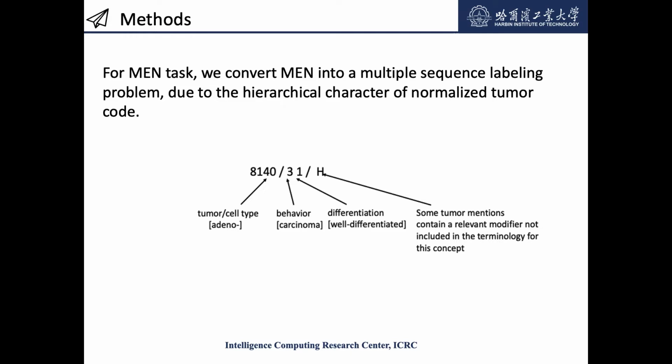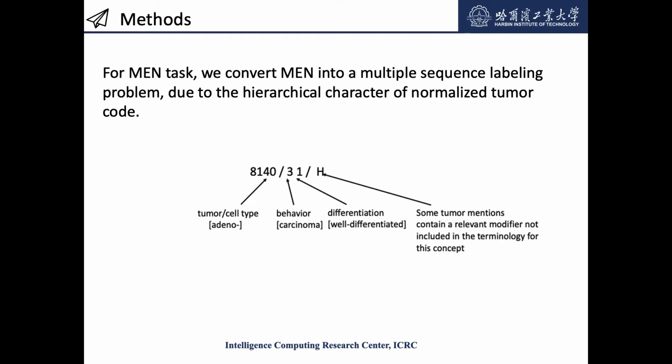For the MEN task, we use the same sentence representation as MER. At the task layer, we convert it into a multiple sequence labeling problem. We know that the normalized tumor code has a hierarchical character. The first 4 digits are the tumor or cell type. The 5th digit is behavior, and the 6th digit is differentiation. And the last one is added by the organization, because some tumor mentions contain a relevant modifier not in the terminology for this concept.